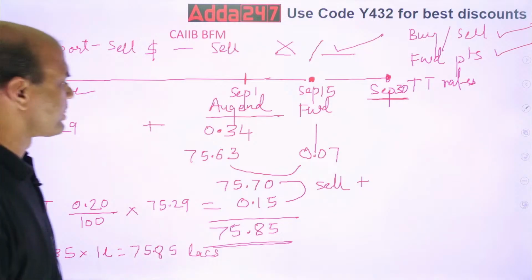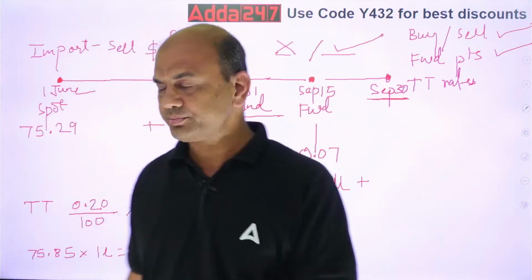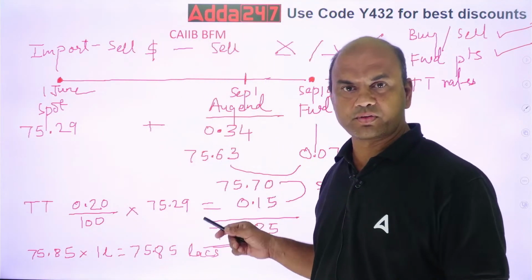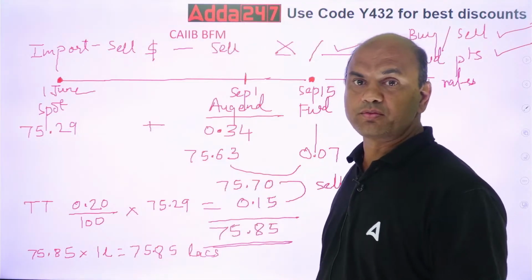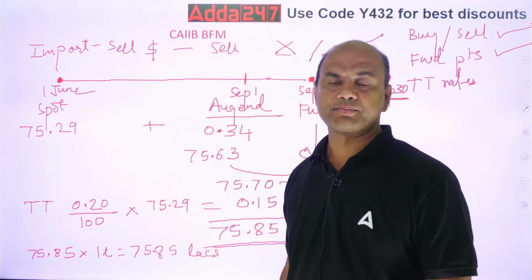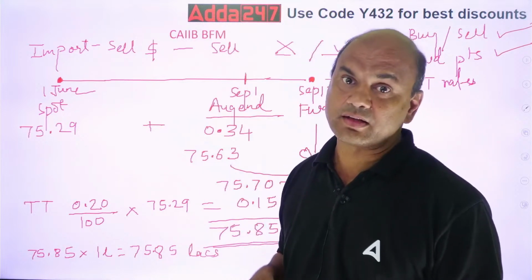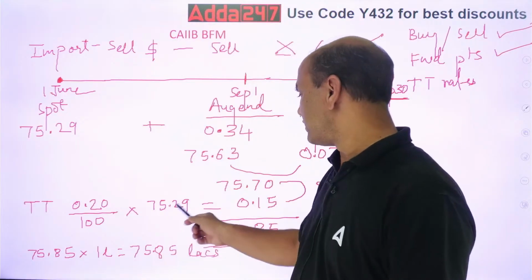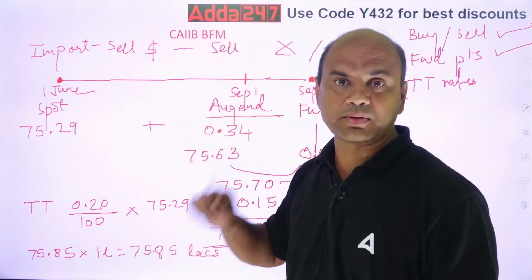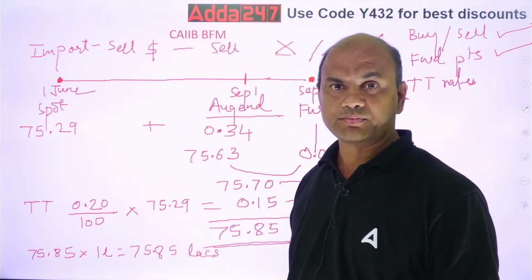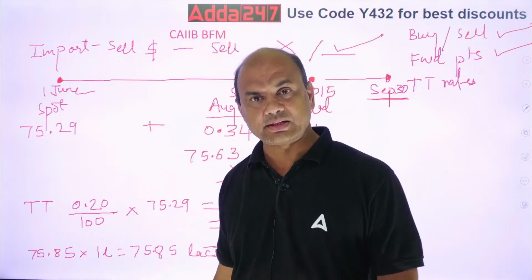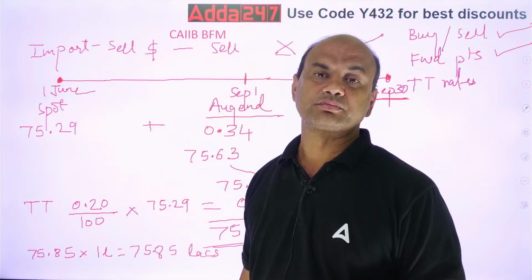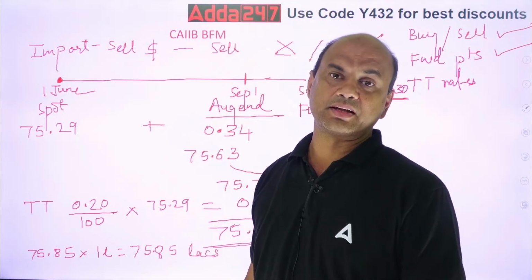Okay? So 0.15, got it? Now, what will you do with this 0.15? Will you add or subtract? Whenever you are selling anything, you have to add the TT margin. While buying, we subtract it. Why do we add it while selling? Do you know?